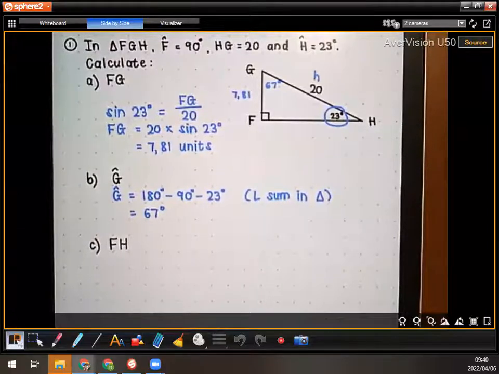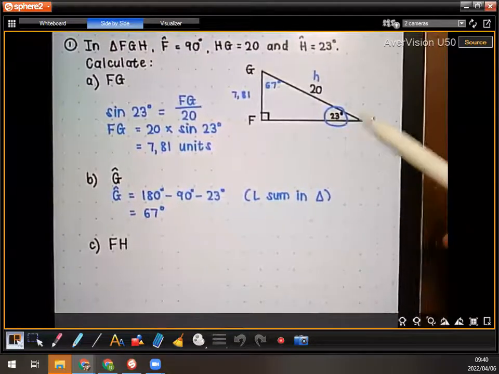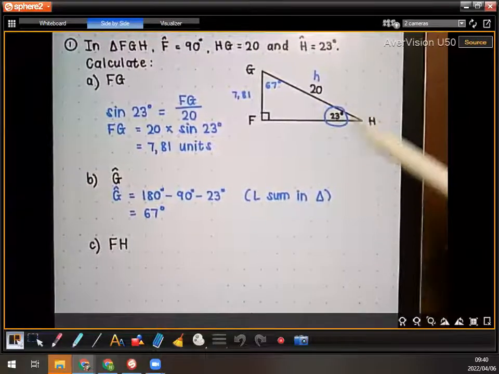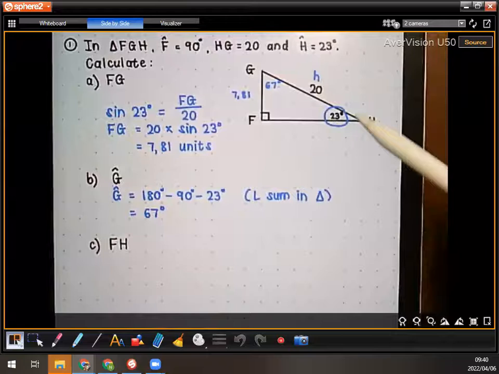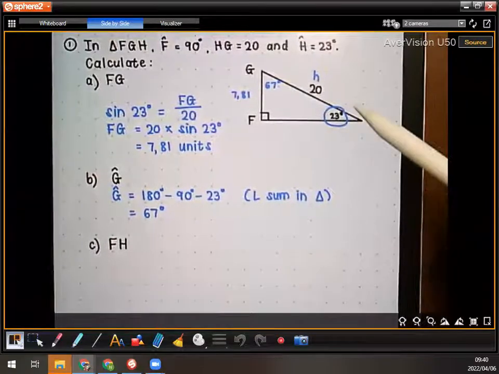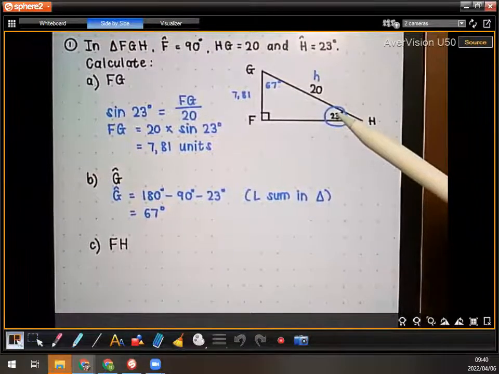Now, guys, there are actually multiple ways in which you can find FH. All right, so let's talk about that. You will get the same answer in all cases, or a very similar answer. If we again work with this 23 degree angle that they gave us, what is FH now in relation to that angle?